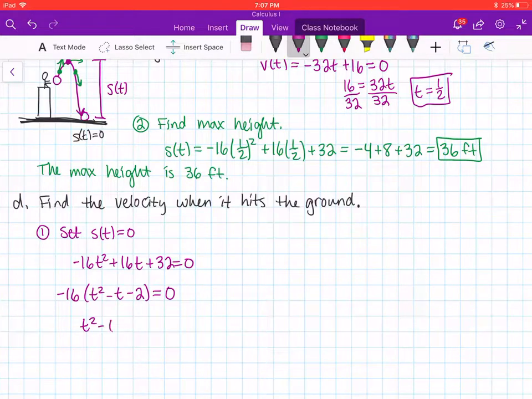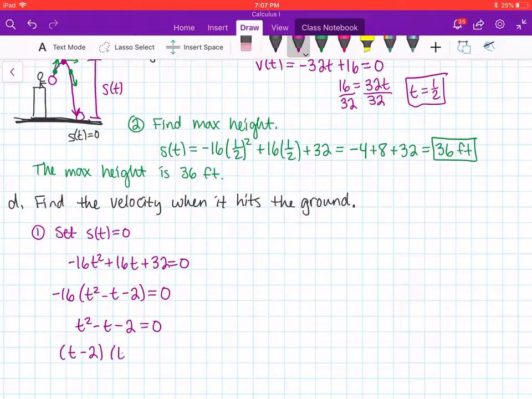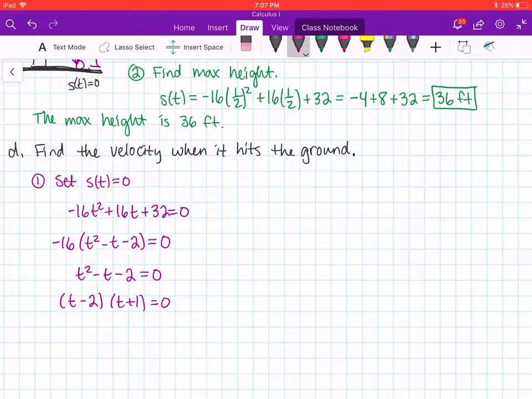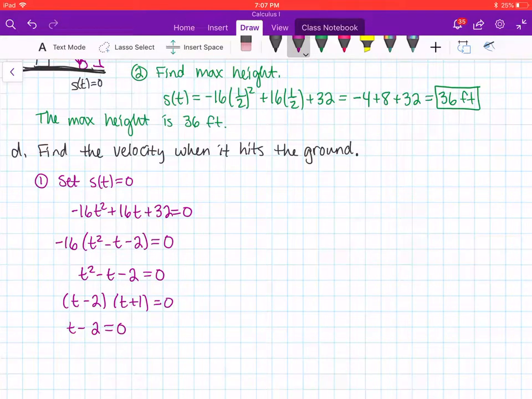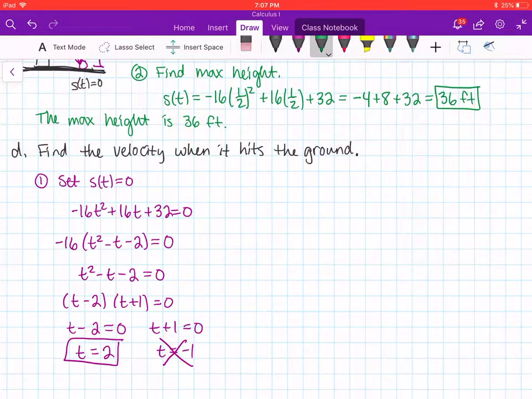You get t squared minus t minus 2 equals 0. We can factor that to t minus 2 and t plus 1. So we found that t minus 2 equals 0 and t plus 1 equals 0. Add 2 on both sides, subtract 1 on both sides. We can't have negative time, so our time when it hits the ground is 2 seconds, but the problem is asking us to find the velocity.